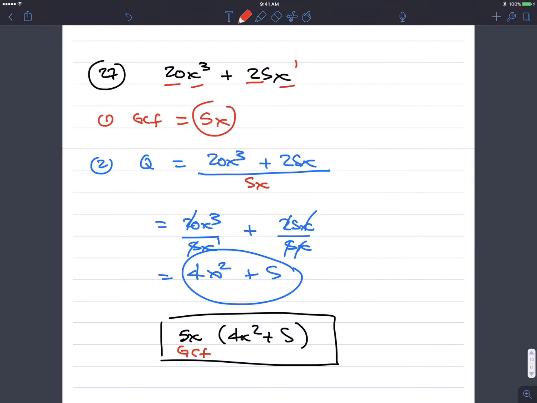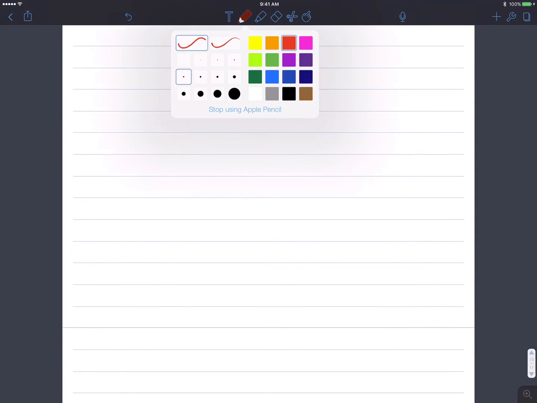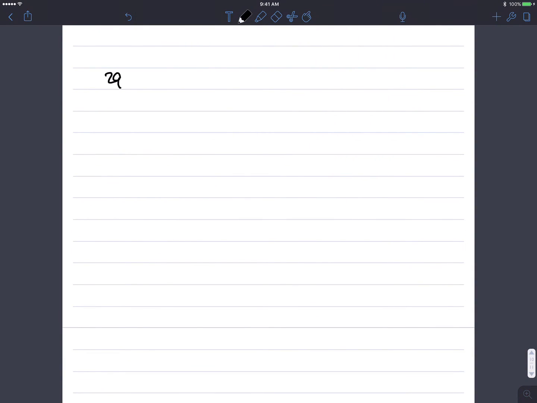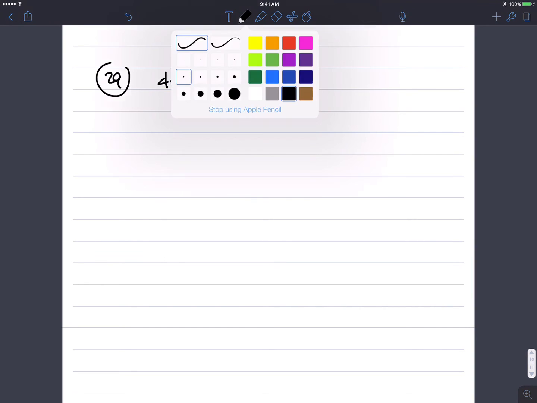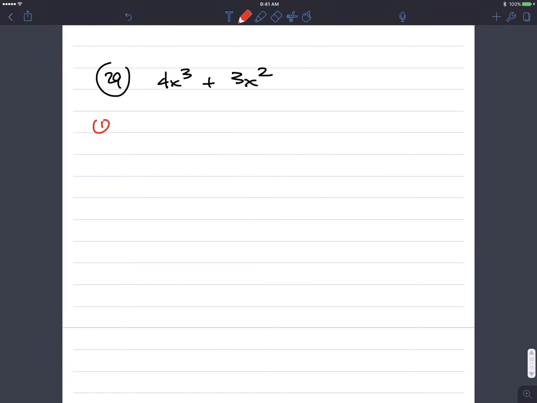So let's look at the next one. The next one is 29, it looks like. So 29 here. We have 4x cubed plus 3x squared. Let's see if you guys can figure this out. What's your greatest common factor here? You have to deal with the numbers 4 and 3. What's your GCF for 4 and 3? 1? Good. What about x cubed and x squared?